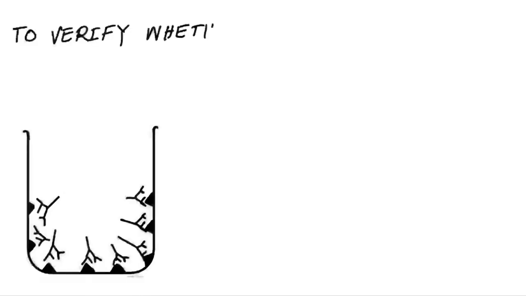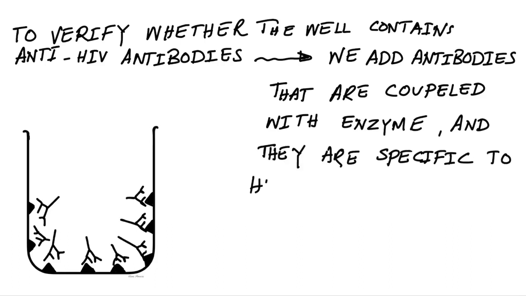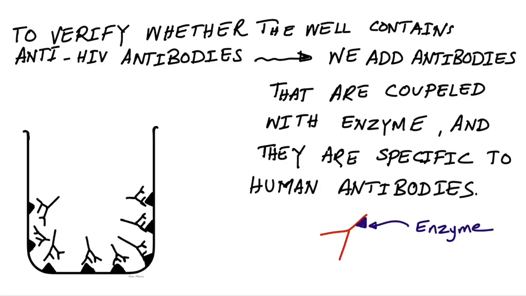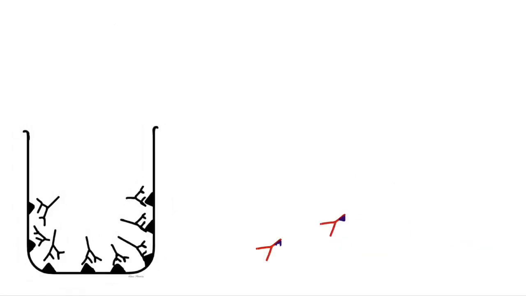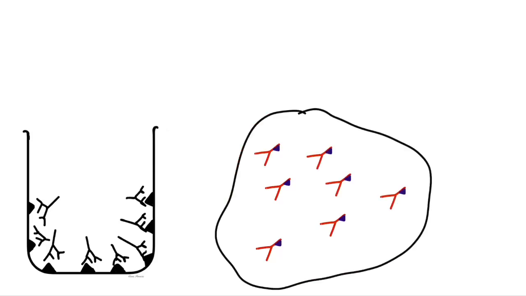To verify whether the well contains anti-HIV antibodies, we make synthesis for an antibody that binds to human antibody. We synthesize antibodies that are specific for human antibodies, the red antibody. Also, this antibody is coupled with an enzyme. So we will add antibodies that are specific to human antibodies, and these antibodies are coupled to enzymes.